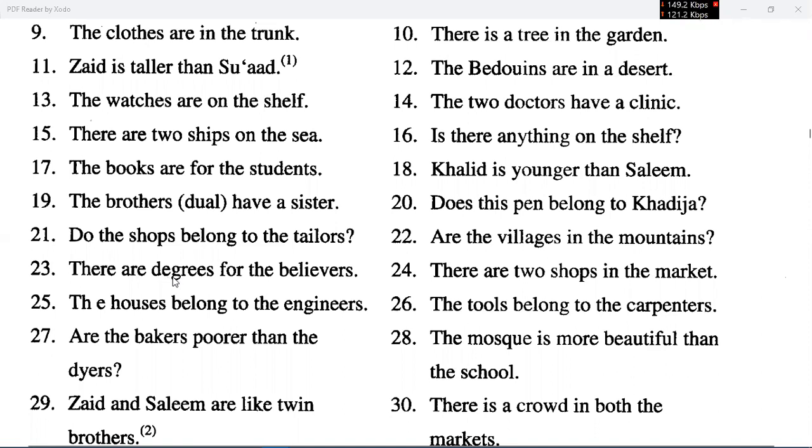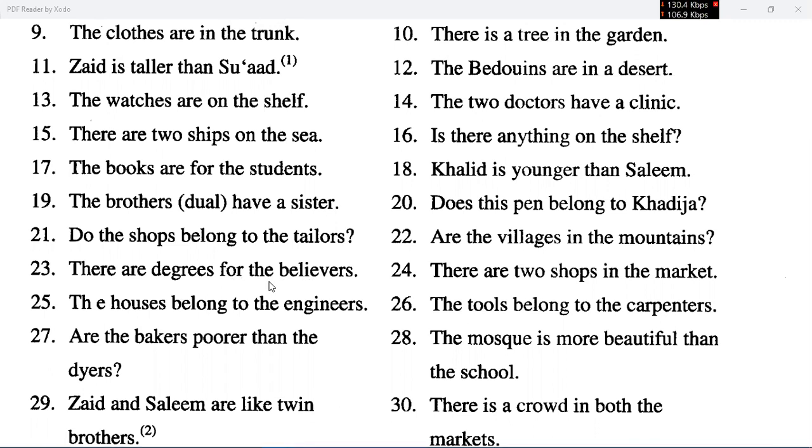Darajat lil mu'minun. Okay, so degrees is a nakira word. Believers a marifa khabar. Why not to use marhala here? Marhala means level. Okay. And degrees mean darajat. Both are different words. So mu'minun. Lil mu'minin. Make it majrur. Lil mu'minin. Okay. Darajatun.